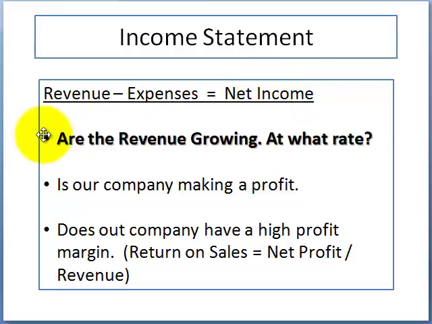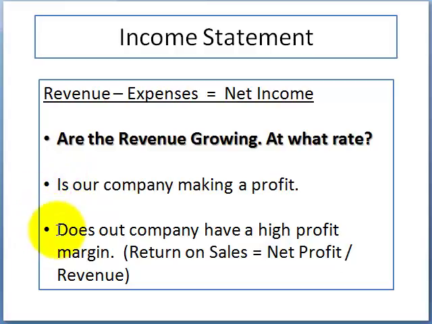A couple questions I would want to know if I was going to buy a hot dog stand or a pizza parlor is, well, are the revenues growing? Is your business increasing? Is it getting larger? And at what rate is it getting larger? I certainly would want to know, is the company making a profit? Do you make money at this thing?